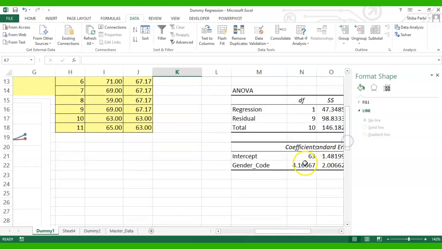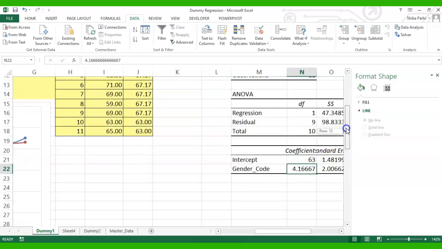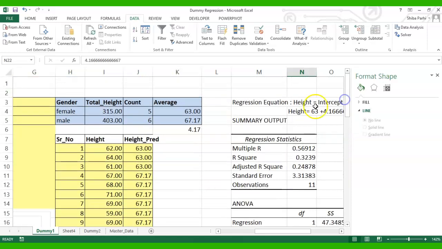The regression coefficient, 4.167, is nothing but the difference between the average height of one category minus the average height of the second category. Like this, if there are more dummy variables, the difference between their averages on the basis of the different codes will lead to your regression coefficient.